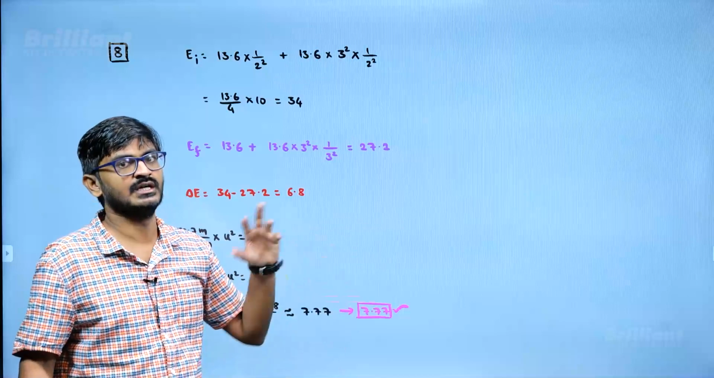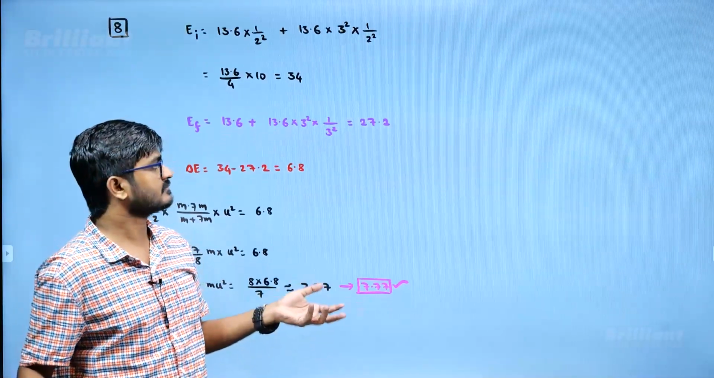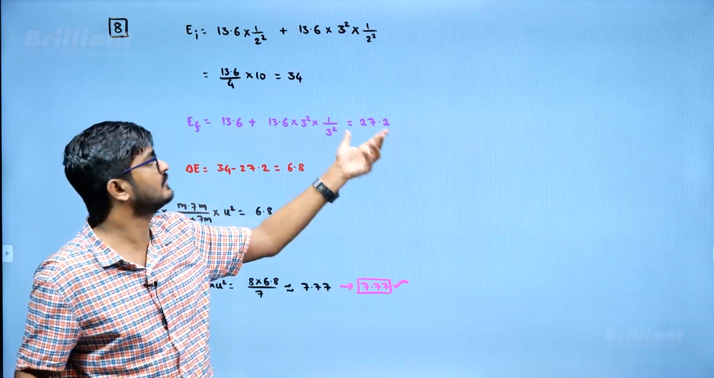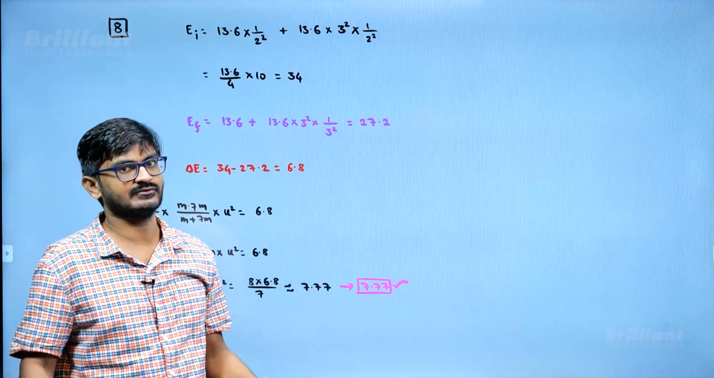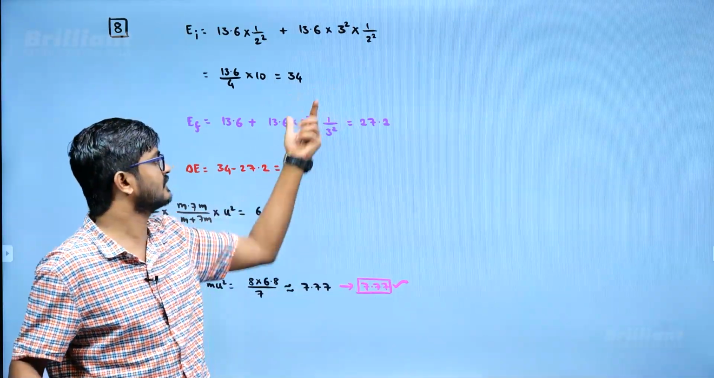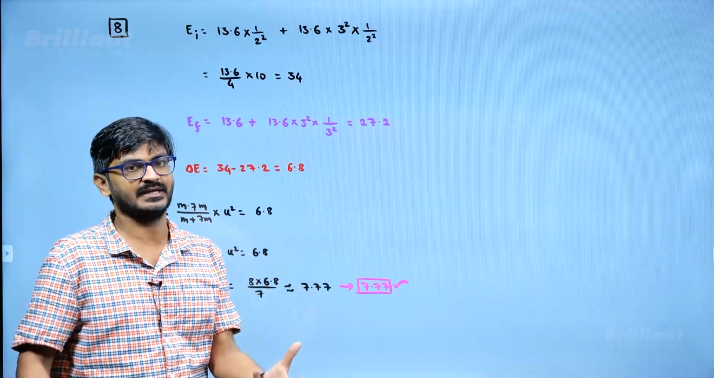Negative 27. So, how much energy is needed for that to happen? It's like this is minus 34, this is minus 27.2. So, finally it's minus 27.2, initially it is minus 34. So, minus 27.2 minus of minus 34, that will give me 6.8. That is 6.8 electron volt has to be supplied for that to happen.